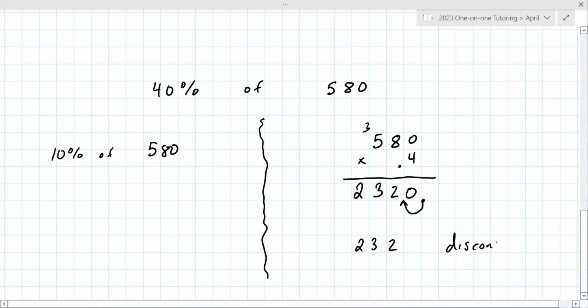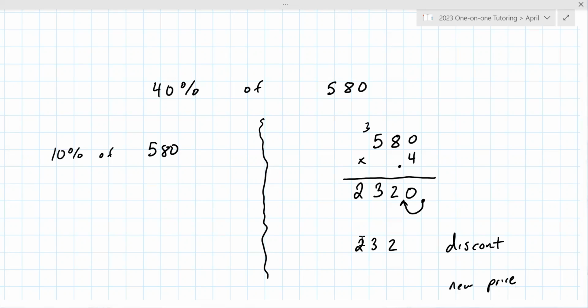That's the discount. Let's just consider that the discount. What is the new price? So take this original number and subtract the discount to get the new price. $348. Wait. Yep, that sounds right.